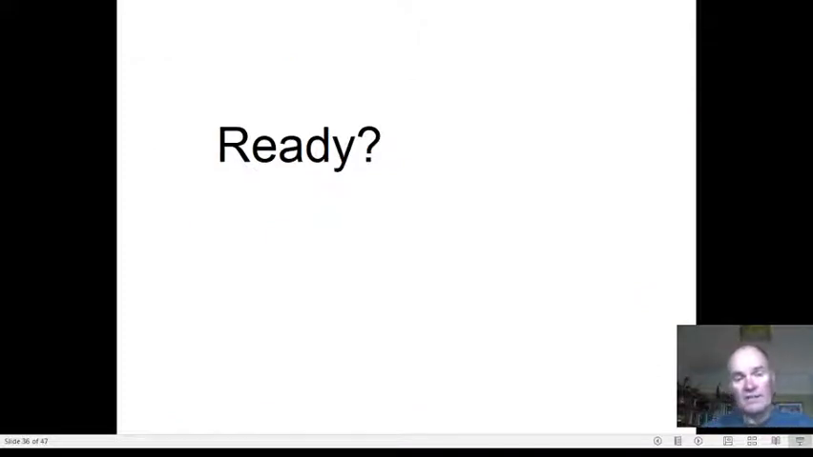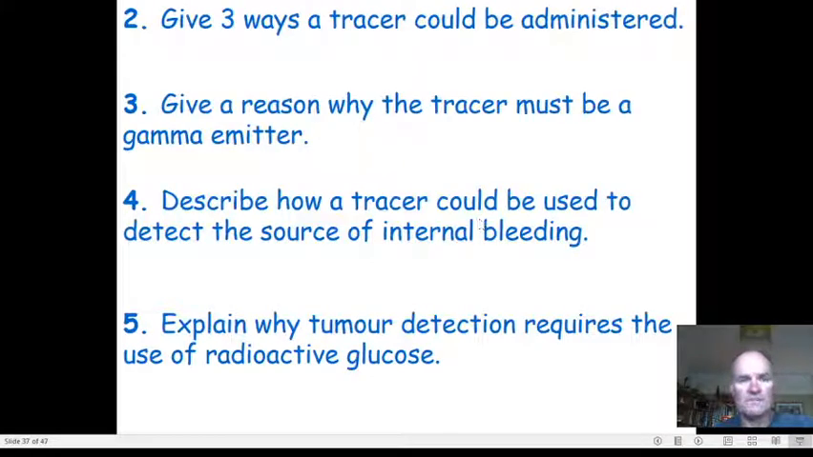Hopefully you've written the answers to your questions and you're not going to cheat. And if we're ready, let's have a look at the answers to those and what would be good answers using appropriate knowledge for GCSE. Okay, the numbering's got a bit awry here, but number 2.